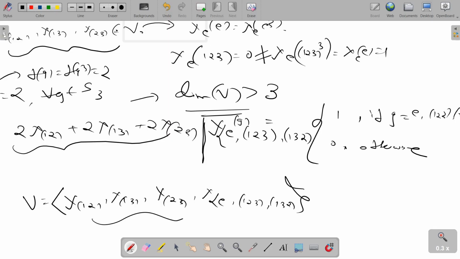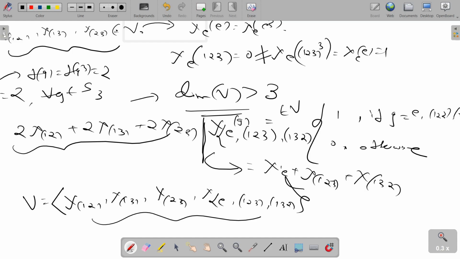And once again, since they will be linearly independent, the dimension of V will be 4. And now what is this thing? If we look carefully, this is nothing but chi of identity plus chi of (1 2 3) plus chi of (1 3 2). So this is nothing but the sum of these, and this actually belongs to V. If we take g to be a transposition, everything here will be 0, and this will satisfy chi of that transposition and transposition cubed, which is nothing but the transposition once again.